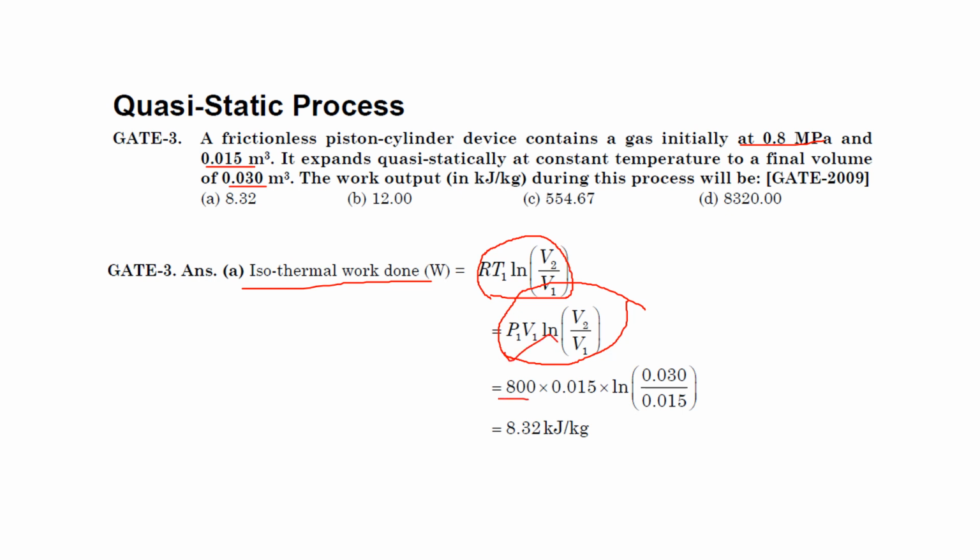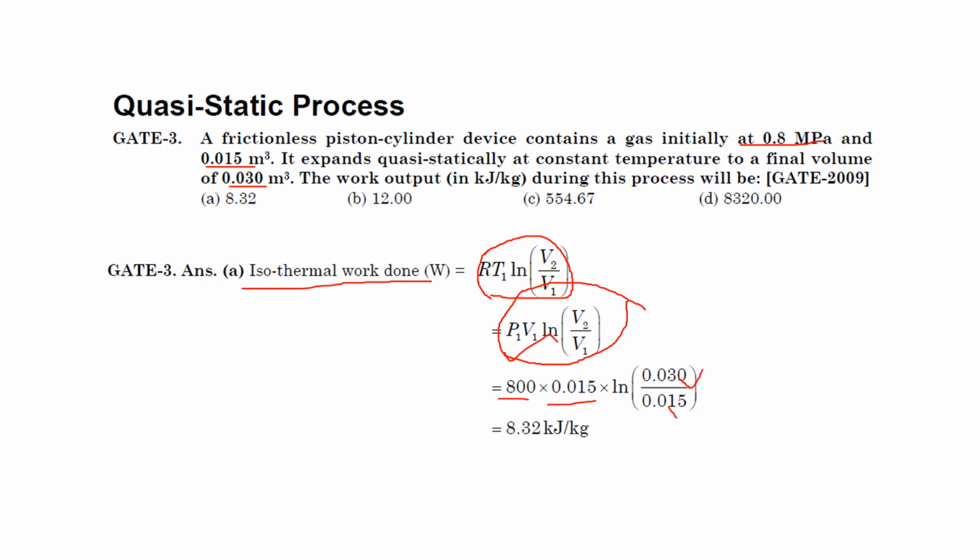You can write 800. Here it is given in megapascal, so convert into pascal. Accordingly you have to put the value here. If temperature is given, then you have to put temperature. Since it is given in terms of pressure and volume, you have to put in pressure and volume. So this is P1 V1 ln V2 by V1.